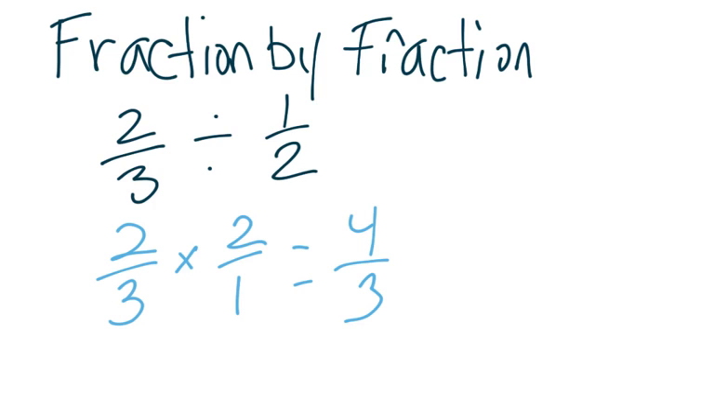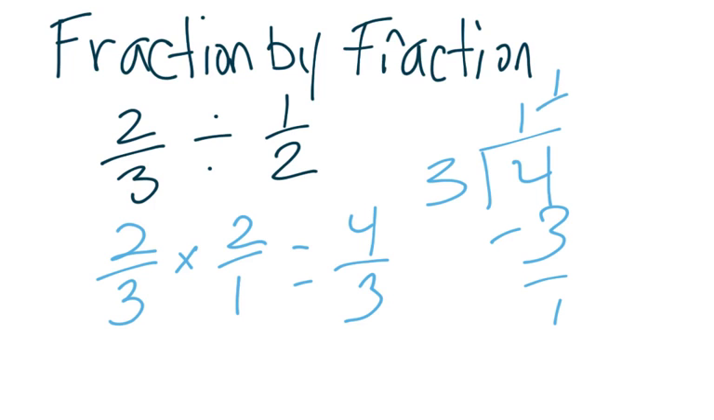Now, that's improper. So 4/3 is improper. So I'm going to take 4 and divide it by 3. 3 goes into 4 one time. 1 times 3 is 3. I subtract, I get 1. 1 becomes my numerator. 3 is my denominator. So the answer here is 1 1/3.